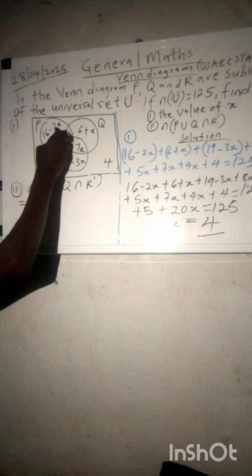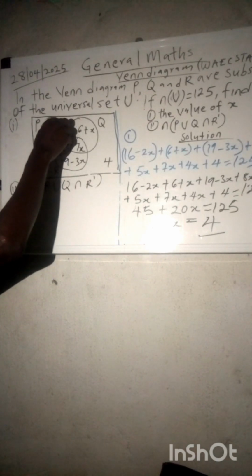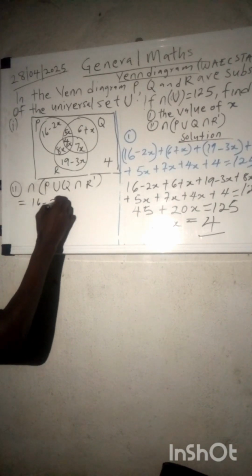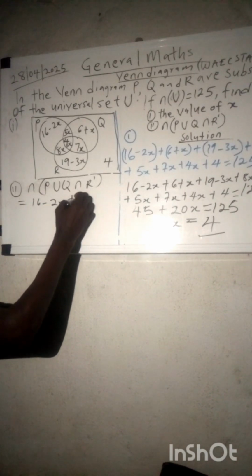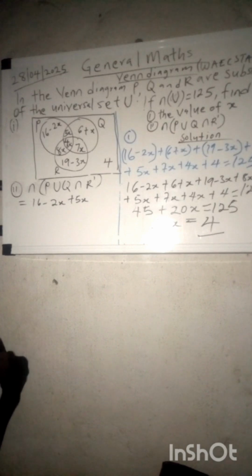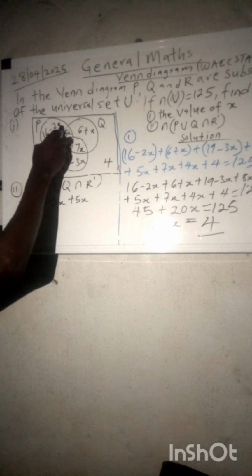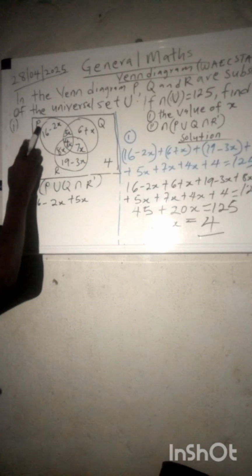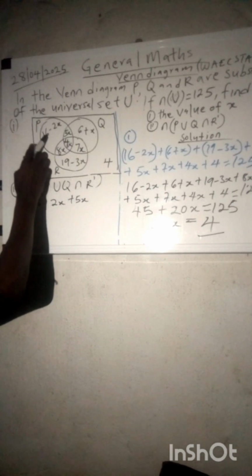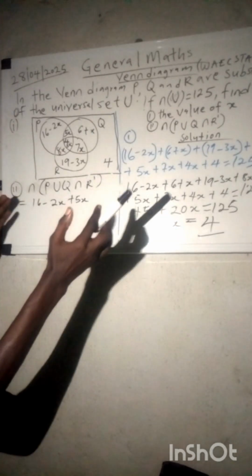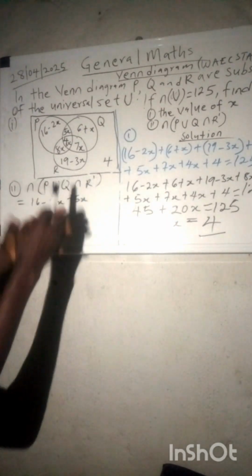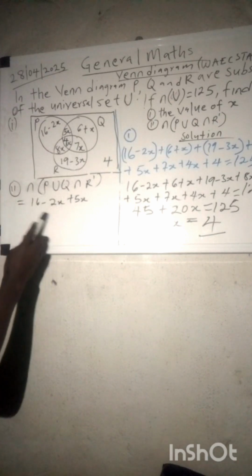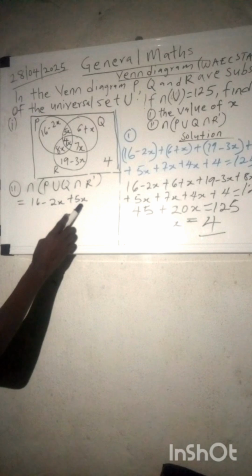16 minus 2x plus 5x. I've been able to get out the union: 16 minus 2x plus 5x. That is the union between set P and set Q. So the union between set P and set Q, what is bringing P and Q together, what they have in common, is 16 minus 2x plus 5x. That is what we have been able to write out.